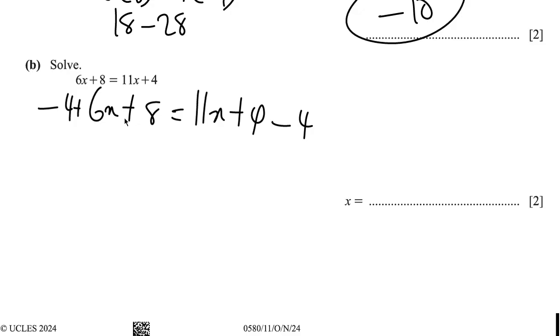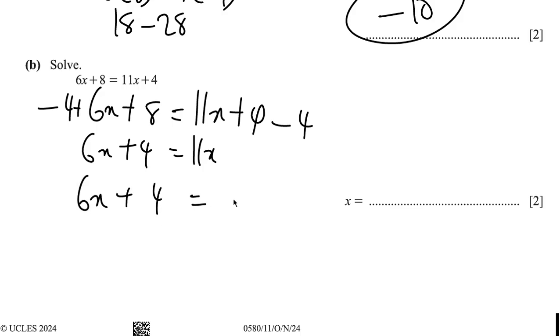So if we subtract 4, -4 plus 8 is 4, right? So that's 6x plus 4 is equal to 11x. 4 -4 is 0. And then remember, the main goal is to get the value of x, right? So we can then subtract 6x.